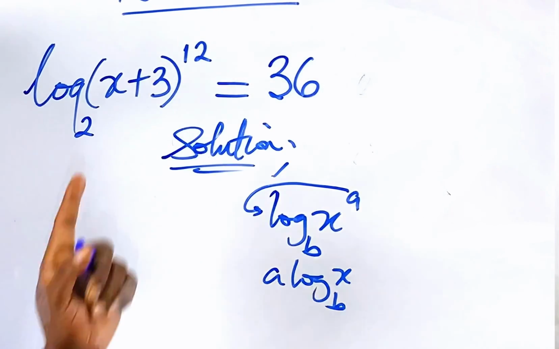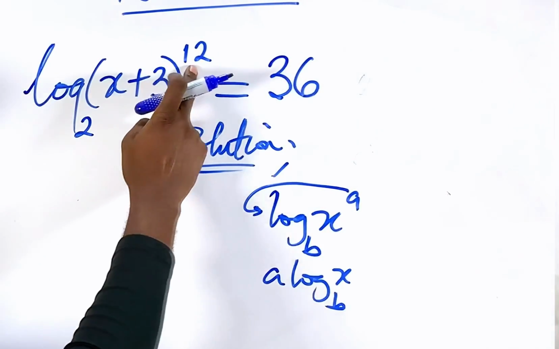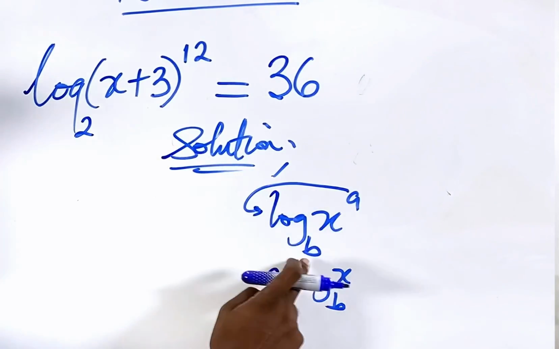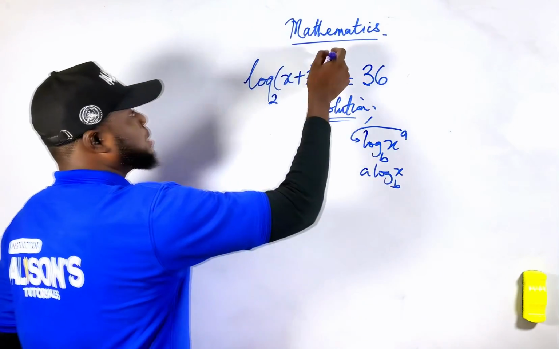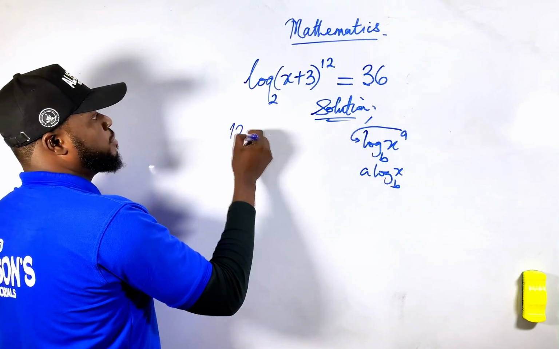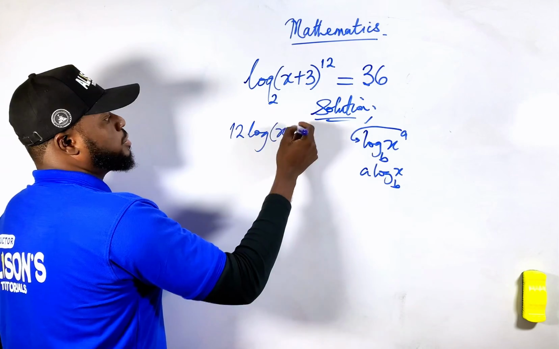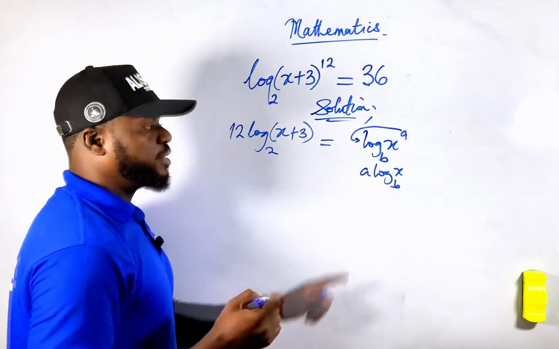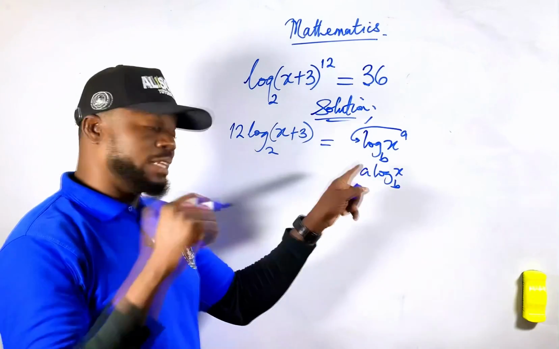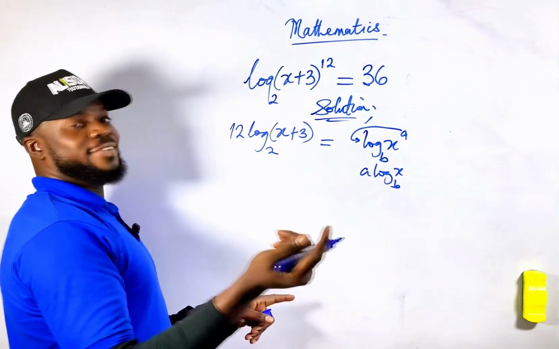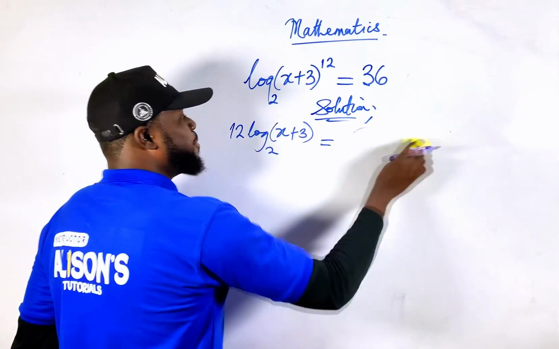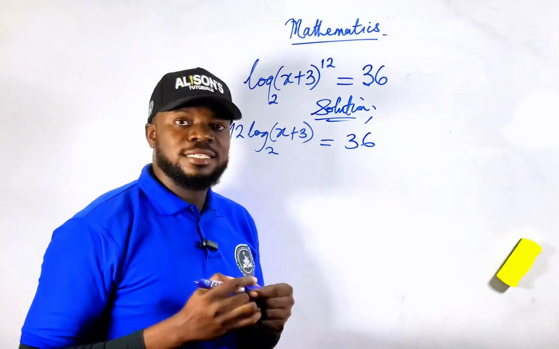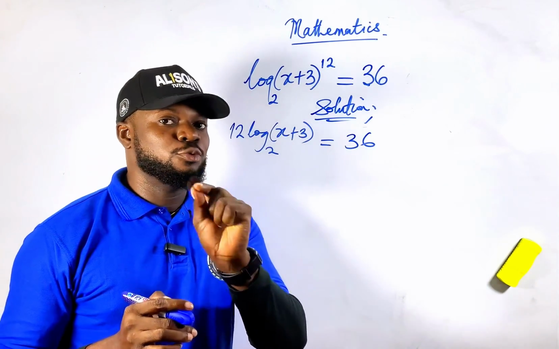Now I want to apply it to this particular place. Does this one resemble this one? This one here resembles this one. So you will see that this will become 12 log of x plus 3, base 2, then equal to... Clean this one out now. You understand? Write them down somewhere because you will need that for life. Okay, so you come out with this one now and write 36.